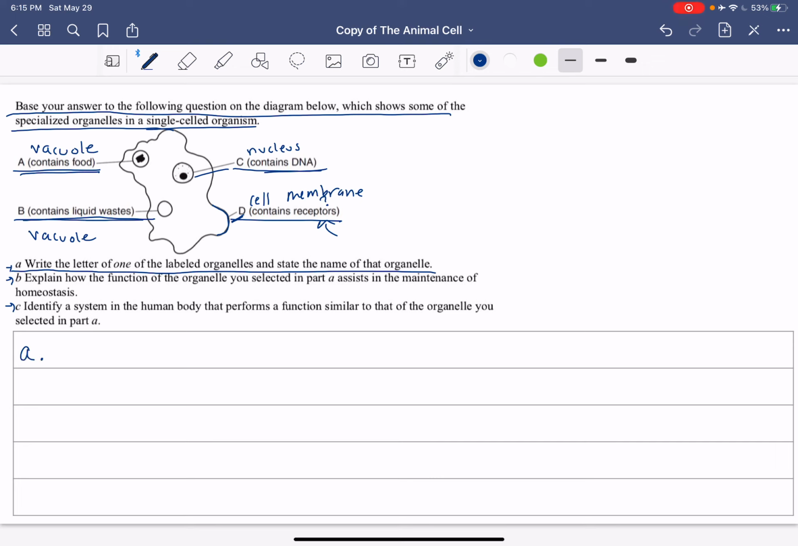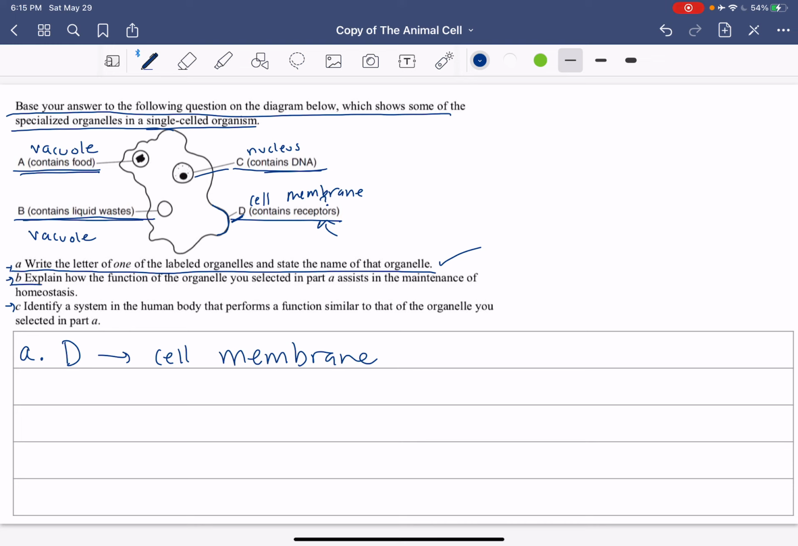Okay, A, let's do this. Write the letter of one of the labeled organelles and state the name of that organelle. Oh, that's such a cool free point. You got it. No problem. With A, let's choose D. And that is the cell membrane. You got it.